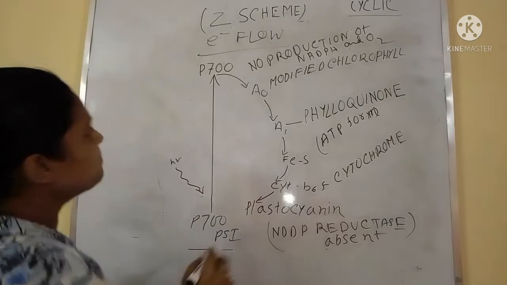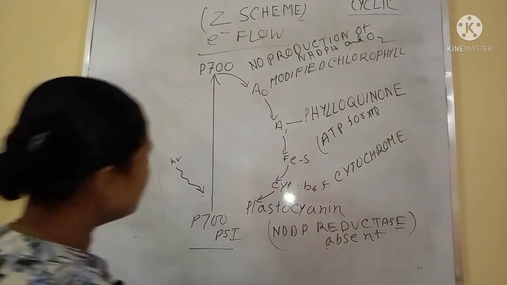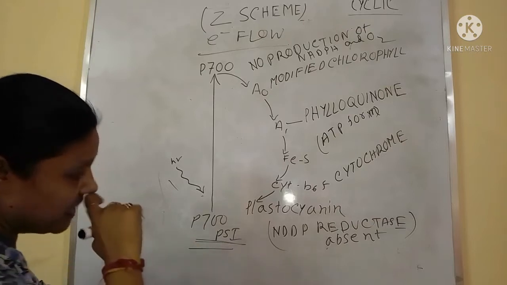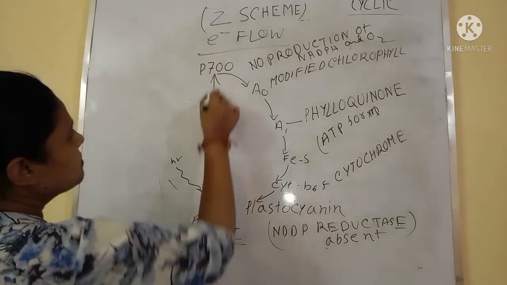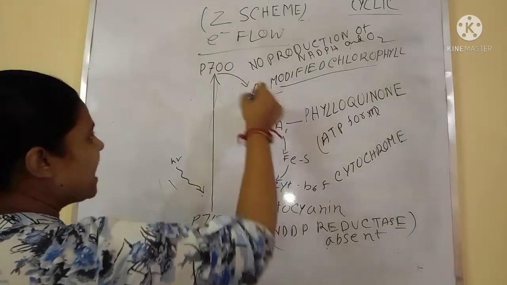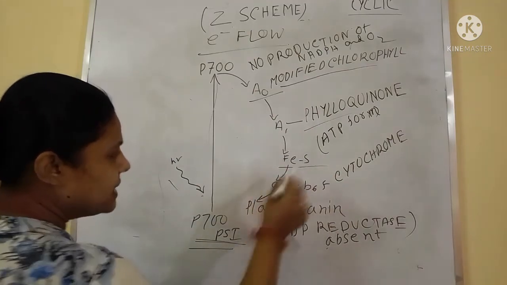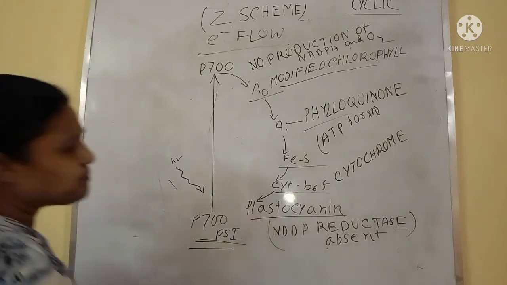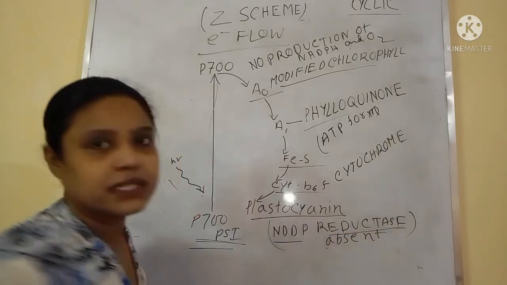Okay, this is the cyclic flow. Here the photon comes to P700, so PS1 is involved only here, and the electron passes to A0, the modified chlorophyll, and from A0 to phylloquinone, and from phylloquinone to the cytochrome b6f and plastocyanin, but here the NADP reductase is absent.